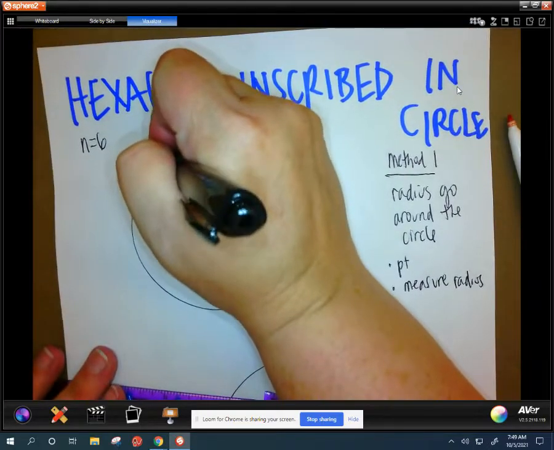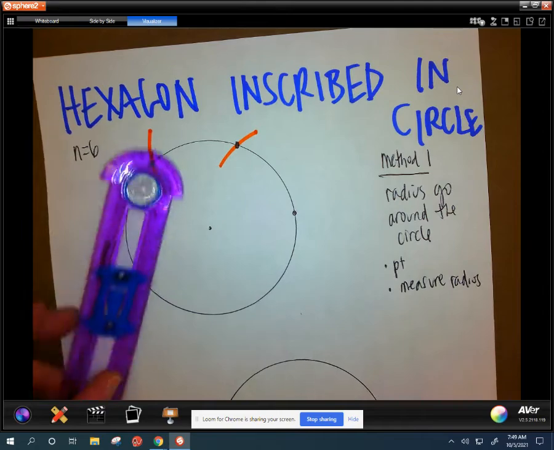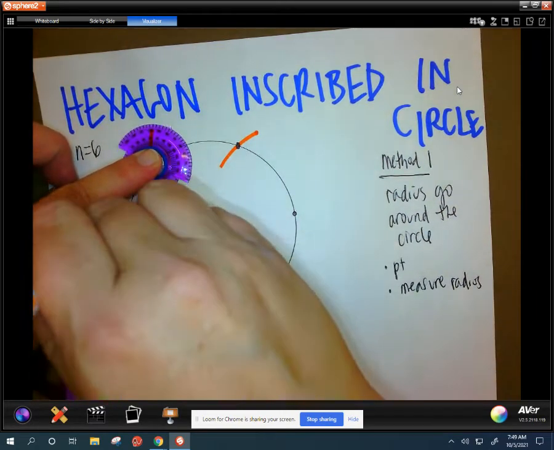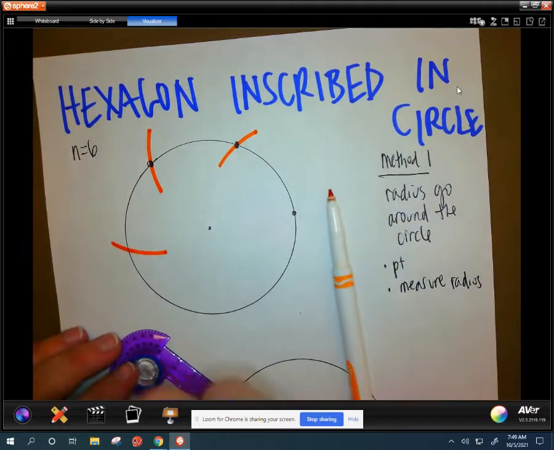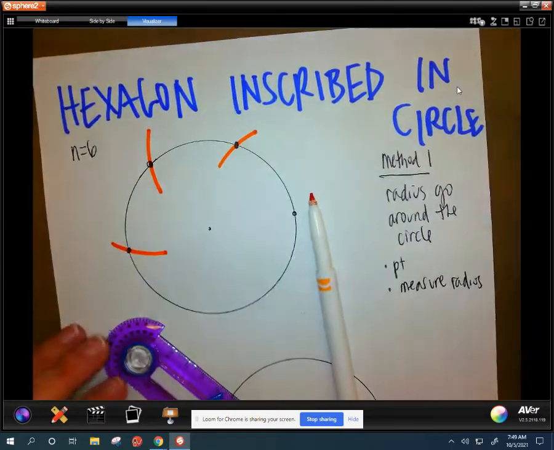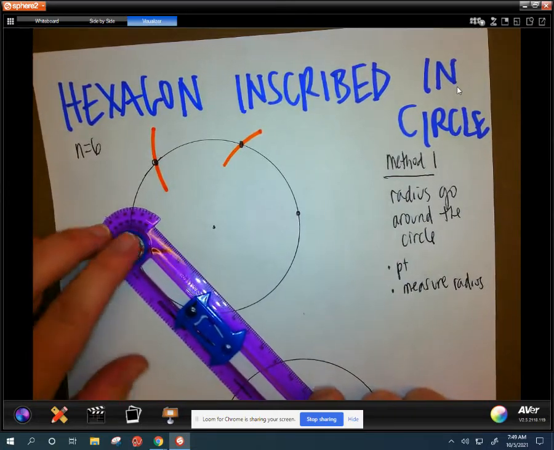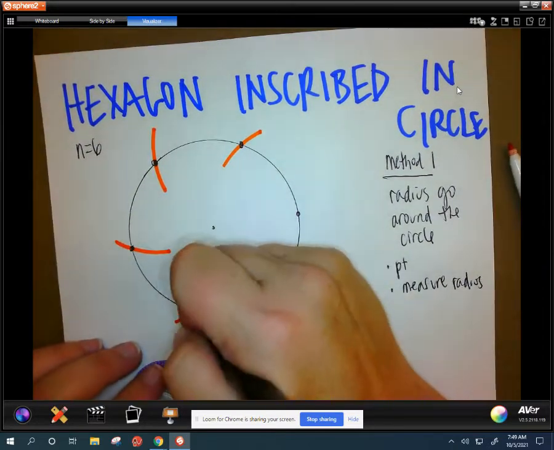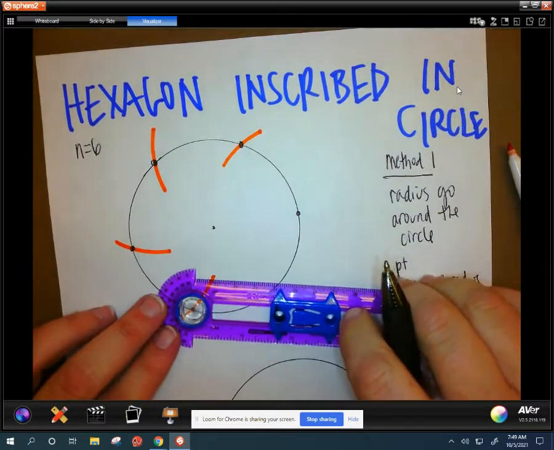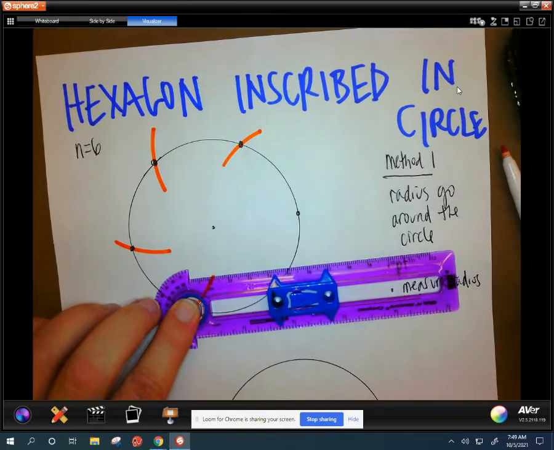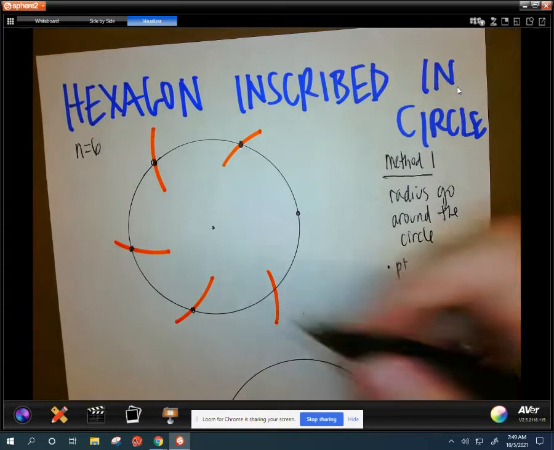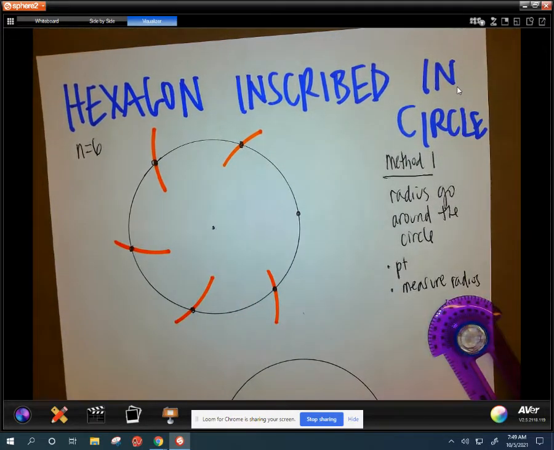I'm using this point, not any other place on that orange arc, just the point where the arc intersects the circle. So marking off another point, marking off another arc, and marking off a final arc. All right, so now that I have 6 points on my circle, I can go ahead and connect them, and that's going to make my hexagon.